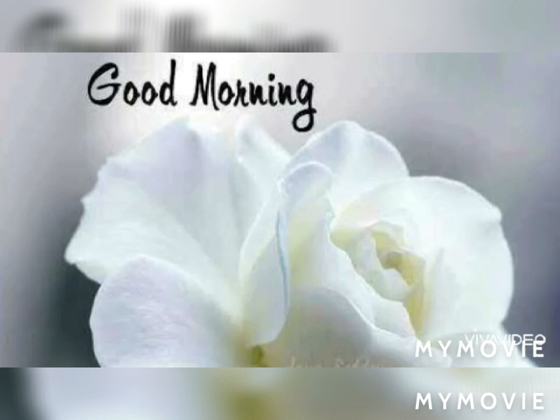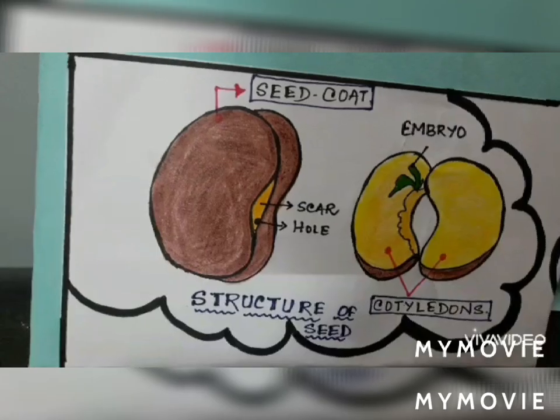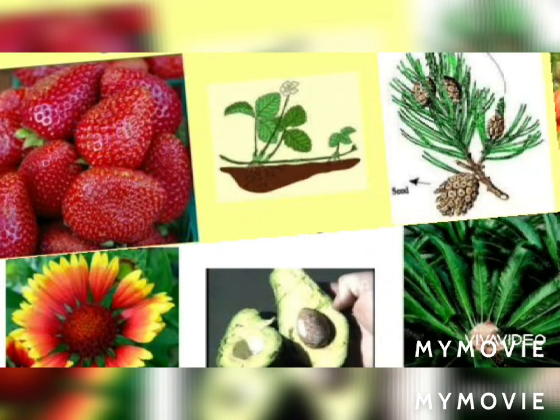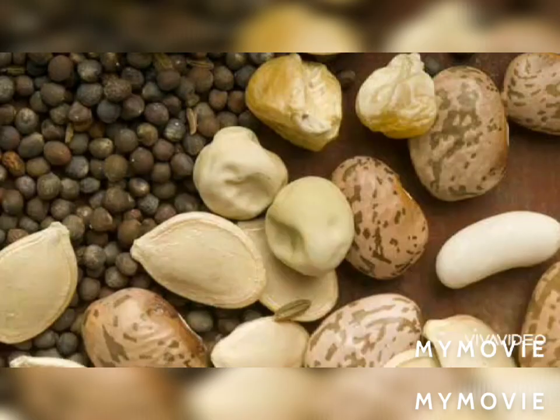Last class we discussed and learned about various ways of plant reproduction. And what were those? Reproduction from seeds, spores, reproduction from stems, from leaves and from roots. Today we will start the structure of a seed. But children, do you know what is a seed?